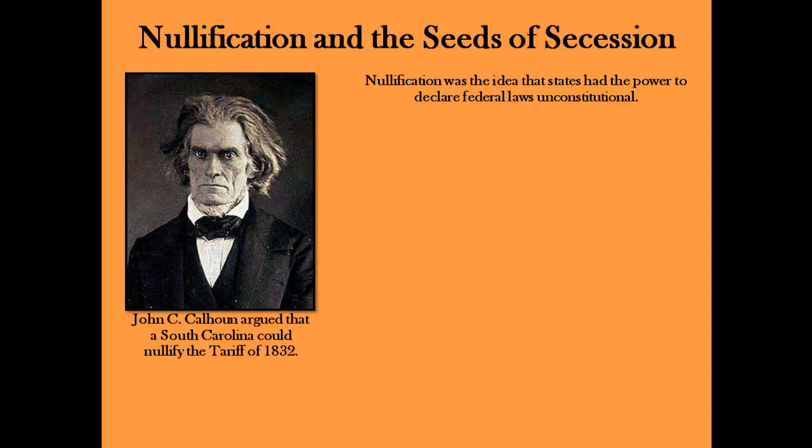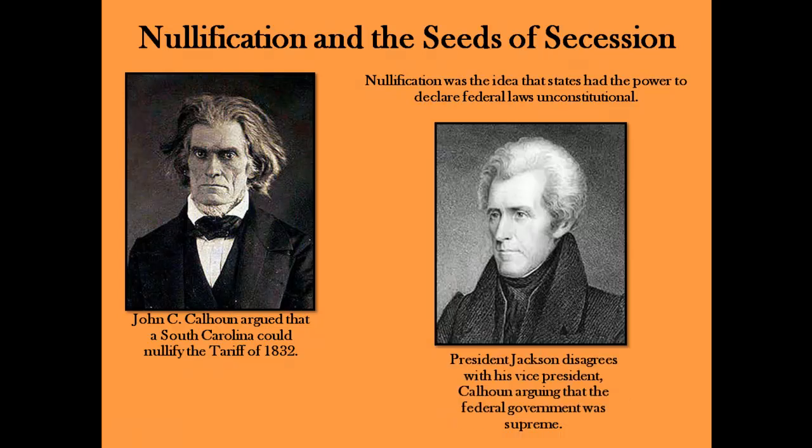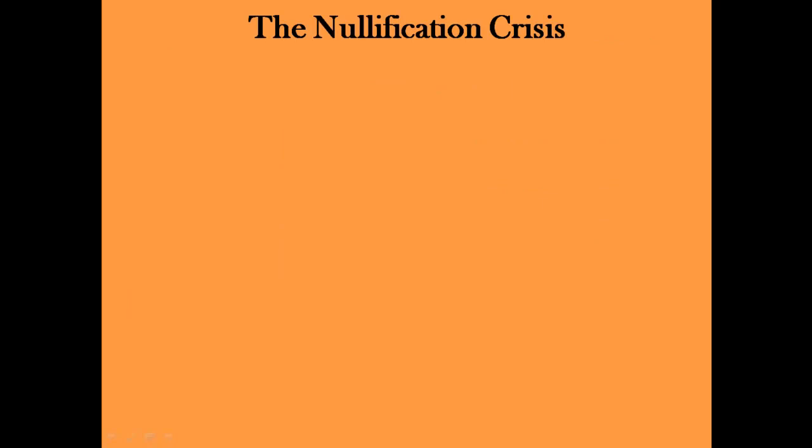Calhoun was arguing that South Carolina did not have to pay the tariff if they did not want to. President Jackson disagreed, arguing that federal law was supreme in this case. Calhoun resigned as vice president and went back to South Carolina just as the Nullification Crisis was beginning. When we consider the Nullification Crisis, the central issues are the tariff and states' rights, two issues that almost lead to a civil war in 1833 and that will lead to a civil war in 1861.